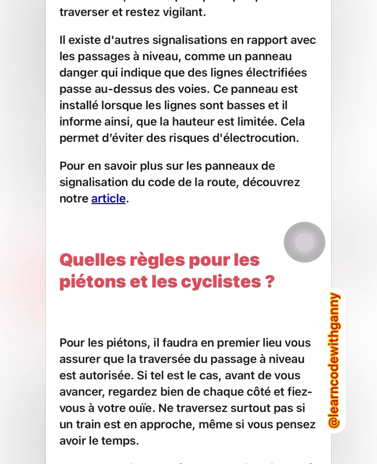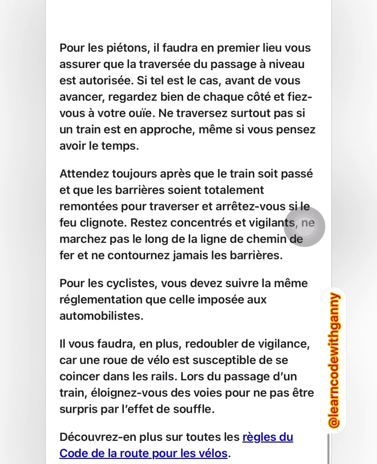Okay, let's go to the next rule. What are the rules for pedestrians and cyclists? Which is this one, the rules for pedestrians and cyclists. So we go. For pedestrians, you will first make sure that crossing of the level crossing is authorized. That is for somebody that is using their legs to cross the road. You must make sure that it's authorized.